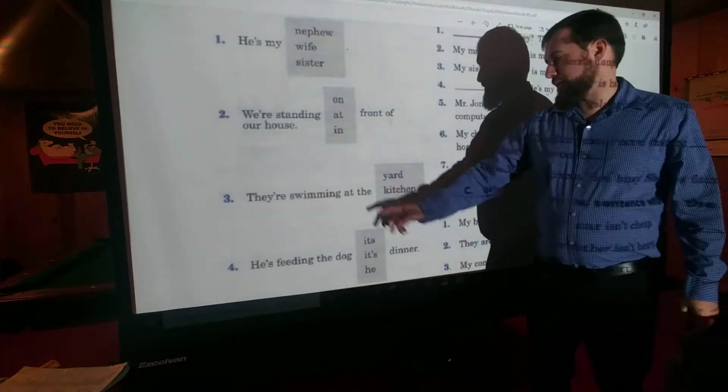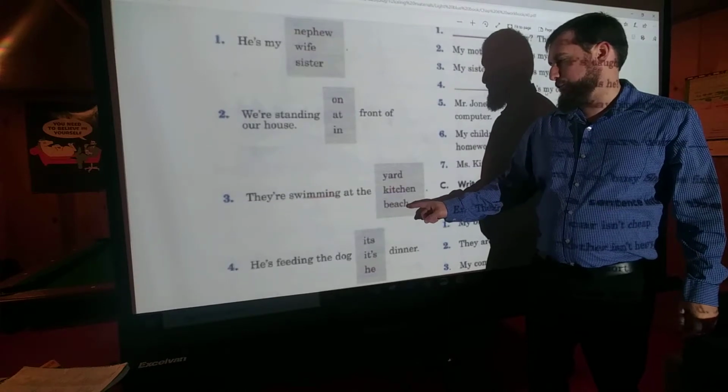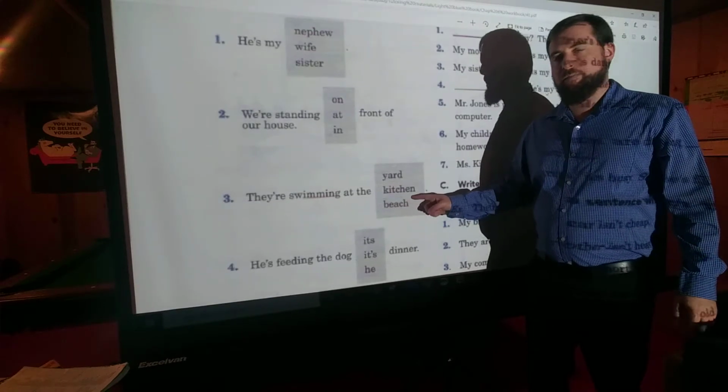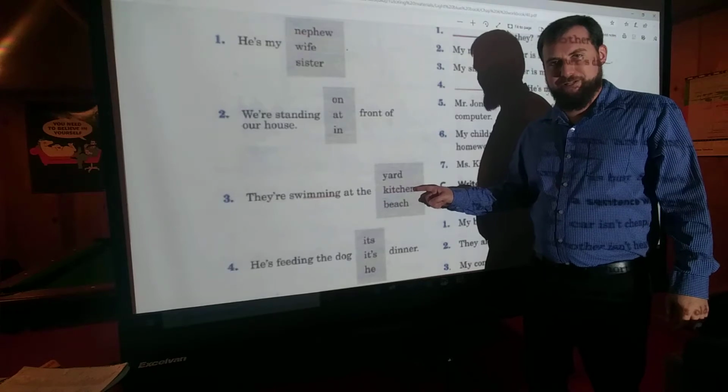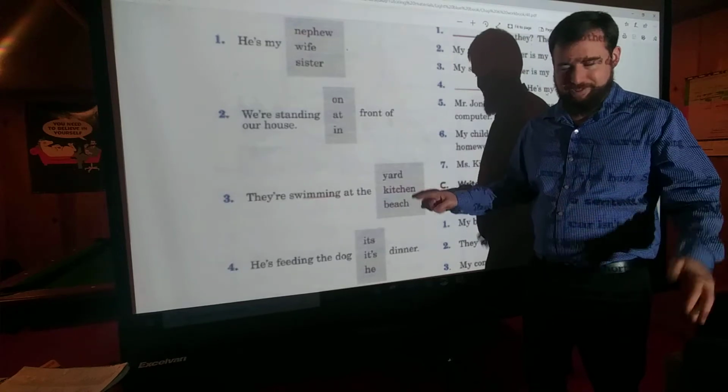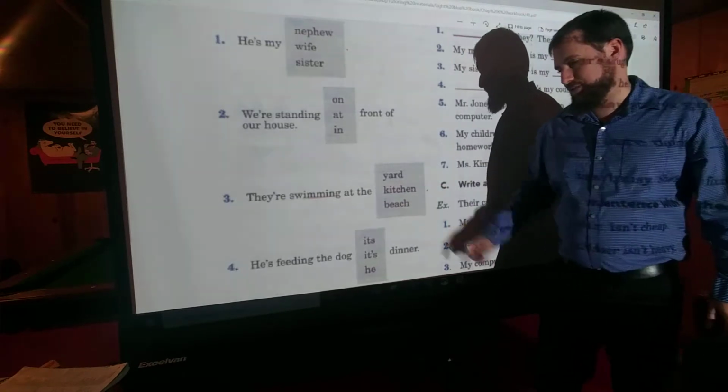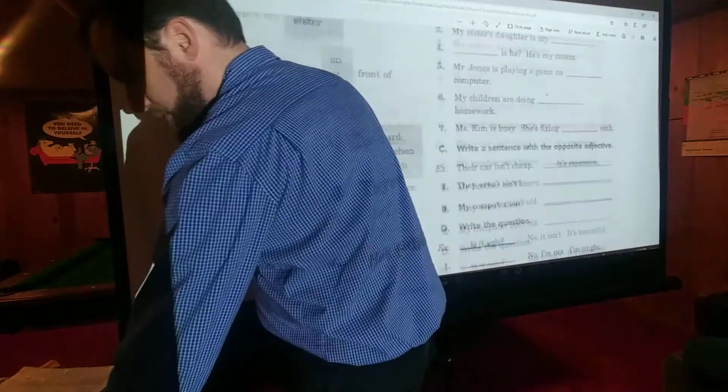They're swimming at the beach. Some kind of joker always thinks they're swimming in the kitchen. But no, we're not swimming in the kitchen. We're swimming at the beach. Number 4.